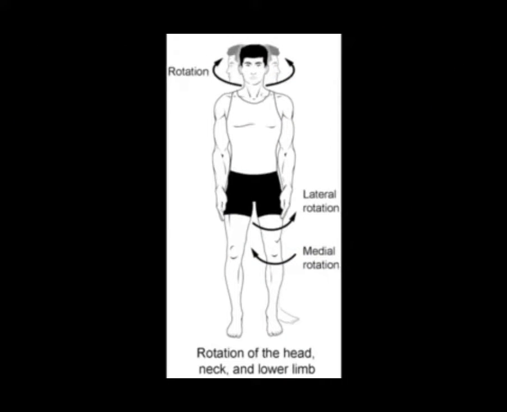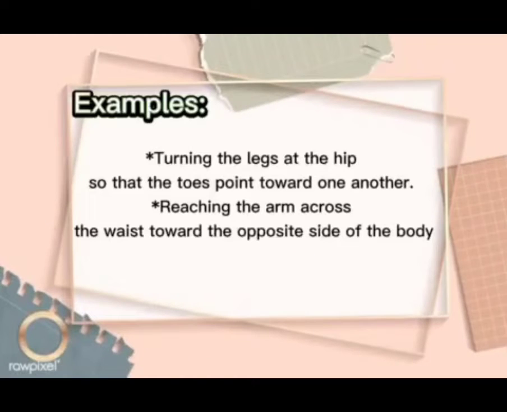And this is one example of a picture that shows a medial rotation. Other examples include turning the legs at the hip so that the toes point toward one another, and reaching the arm across the waist toward the opposite side of the body.